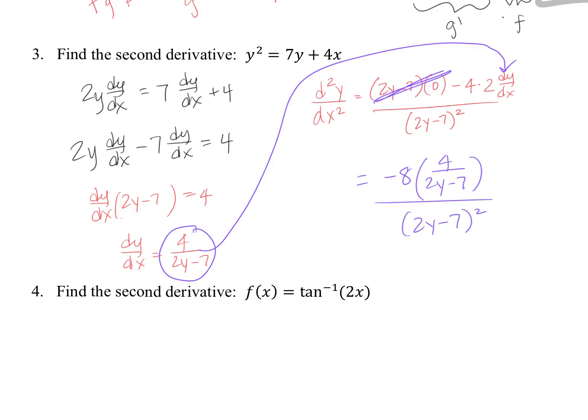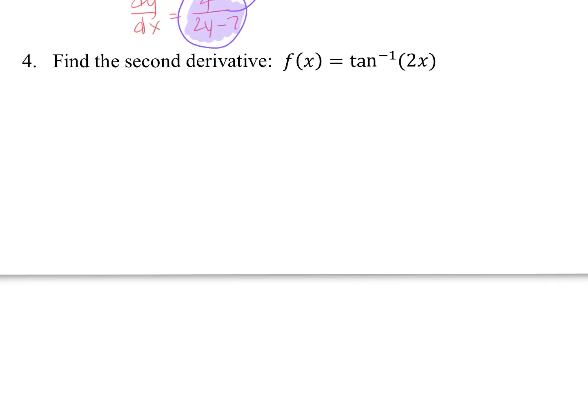Look what I did there. I multiplied these two together and substituted in 4 over 2y minus 7. Everything else I left the same.